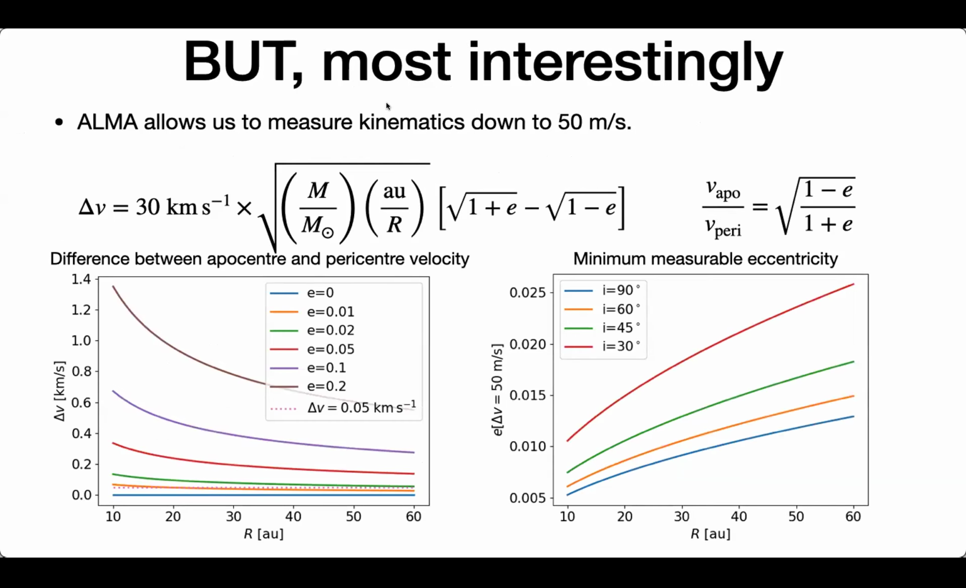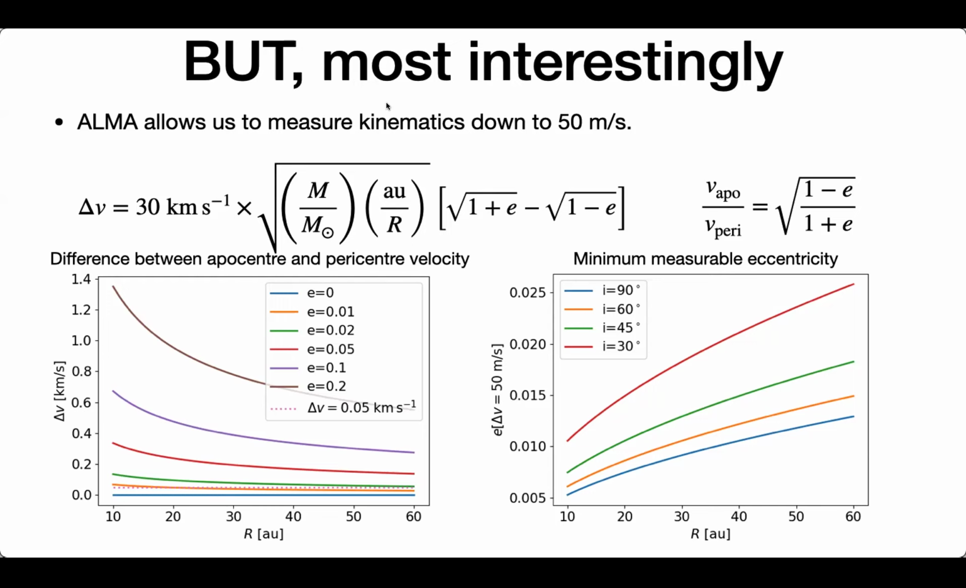But most interestingly, one of the things that we usually forget to discuss is that with ALMA now we have a sensitivity to, not sure whether sensitivity is the right word, the kinematics. We can actually measure velocities down to 50 meters per second, which is like a fast car on the Autobahn in Germany.